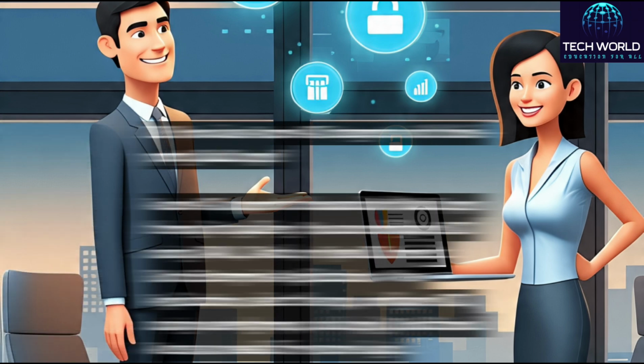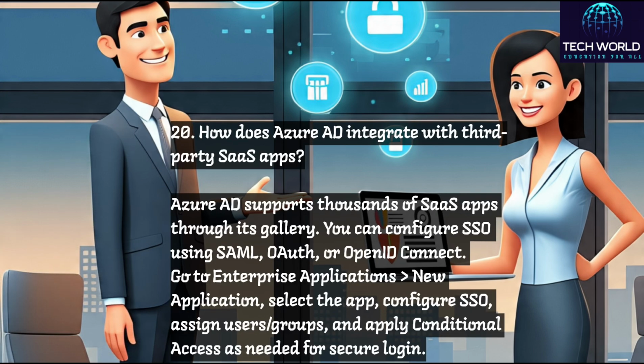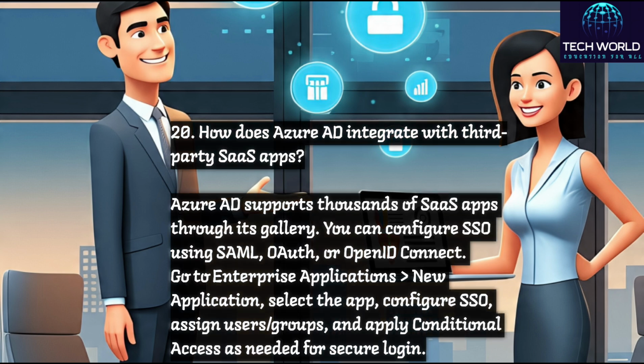20. How does Azure AD integrate with third-party SaaS apps? Azure AD supports thousands of SaaS apps through its gallery. You can configure SSO using SAML, OAuth, or OpenID Connect. Go to Enterprise Applications, New Application, select the app, configure SSO, assign users and groups, and apply conditional access as needed for secure login.